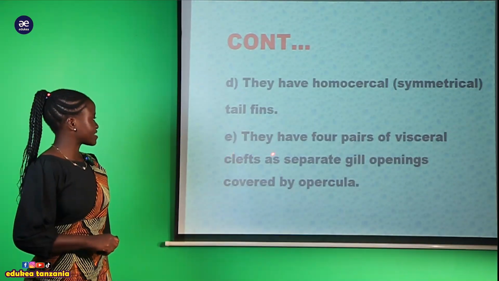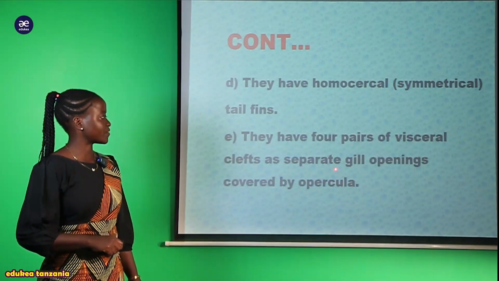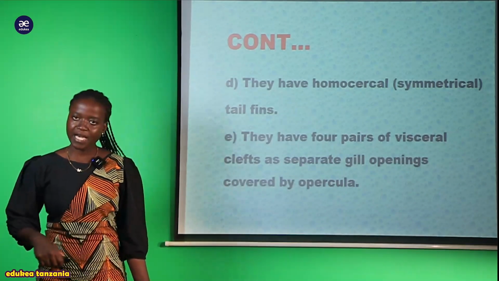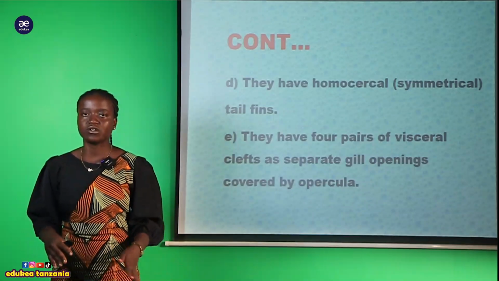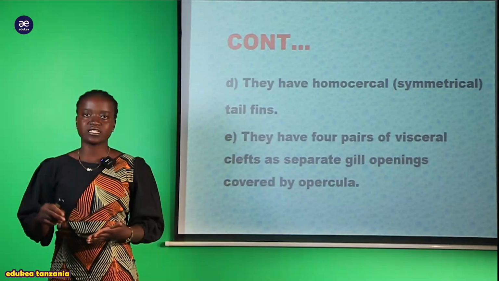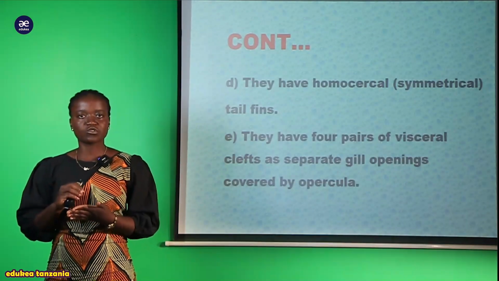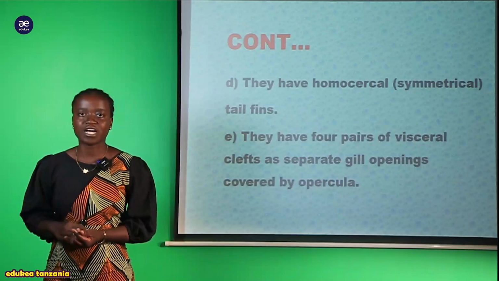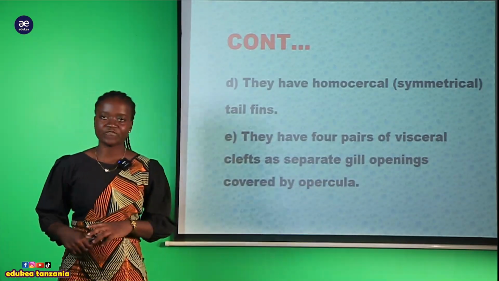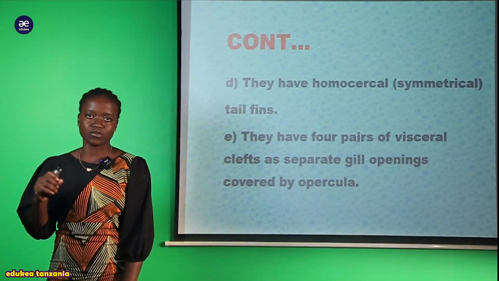And another one, we can say that they have 4 pairs of gill clefts, as separate gills, covered by the operculum. So these organisms possess gill clefts. This gill cleft, we can say, is a slit-like structure. So those openings are covered by a structure called the operculum. And this operculum is a distinctive feature which is found only in this class Osteichthyes.